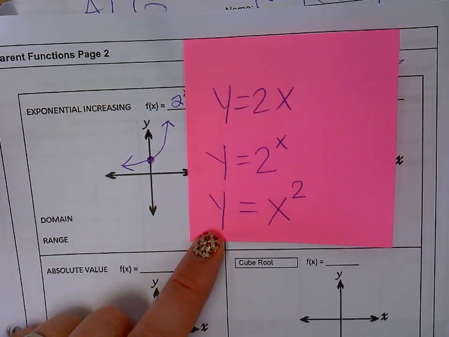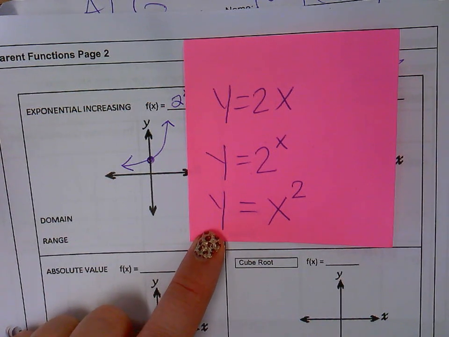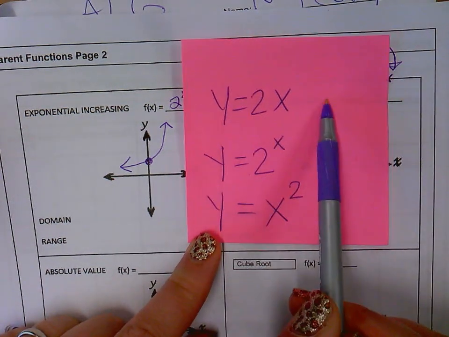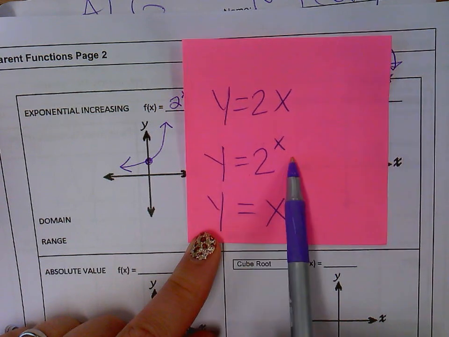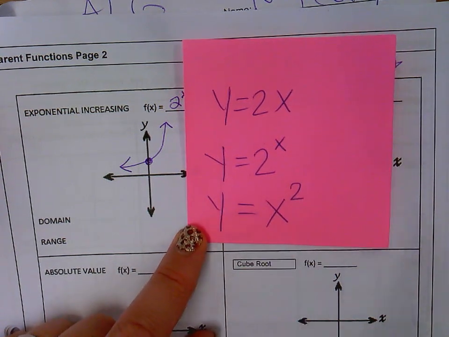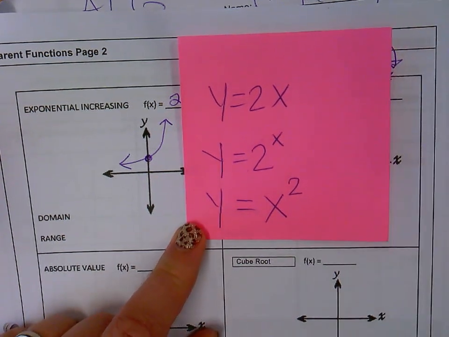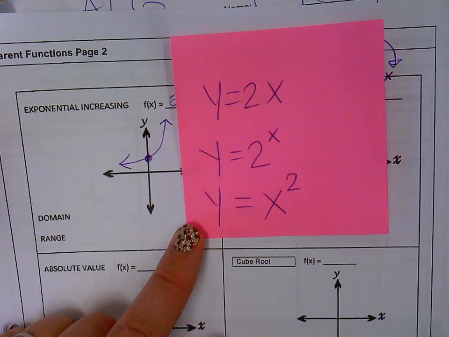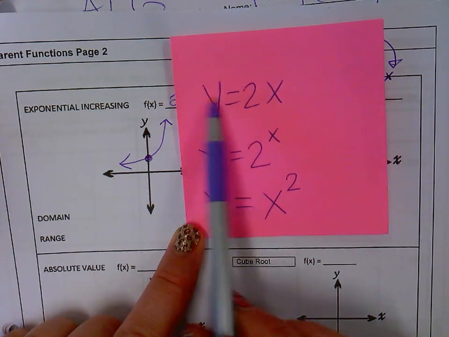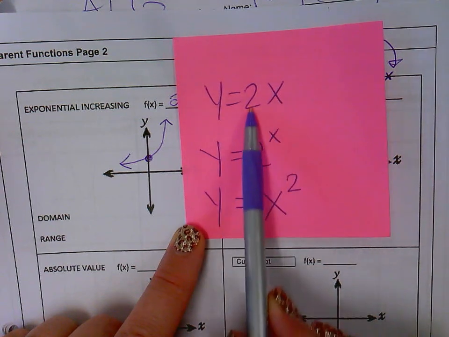So if I gave you a matching, would you be able to tell me that this is the linear function, this is the exponential function, and this is the quadratic function? They all have a 2 and an x. So how confusing is that? So linear is the one that you've been looking at the whole time. That's the slope.